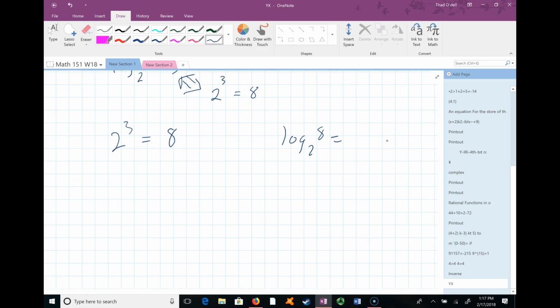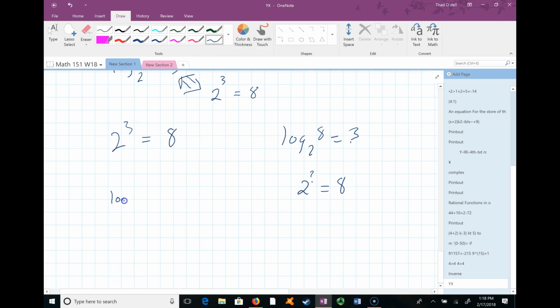So again, we can just convert this to its exponential form. So 2 is the base. This answer that I'm looking for is the exponent, and that's equal to 8. So if we're trying to evaluate this, we can say, oh, this is just asking me 2 to what power equals 8? Well, I know that 2 to the 3rd power equals 8. So that means this would be 3.